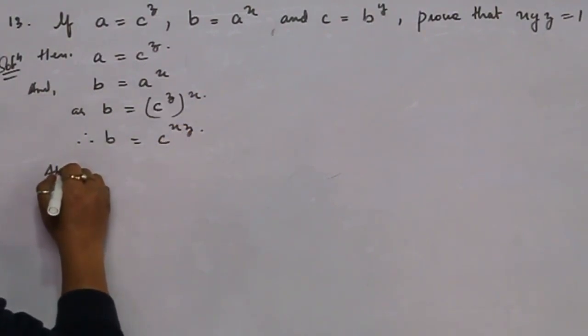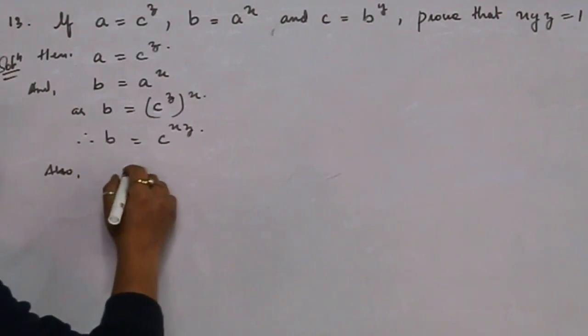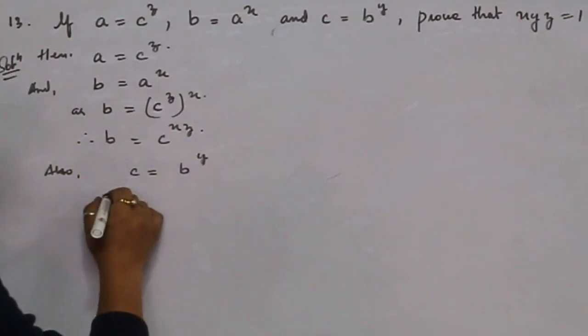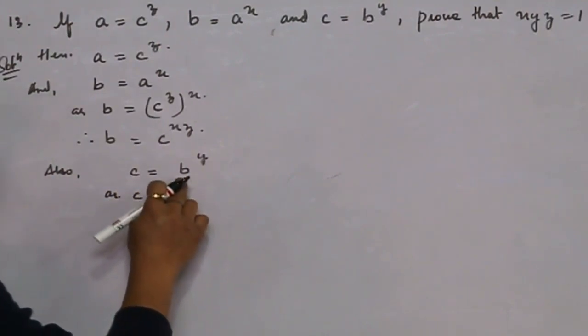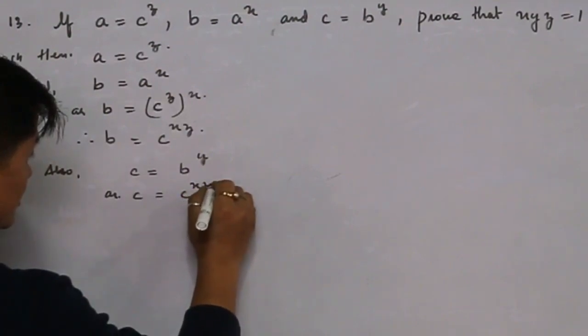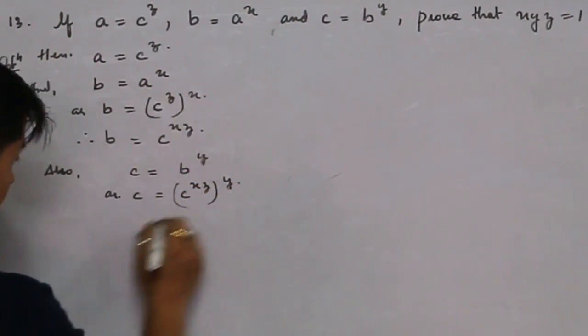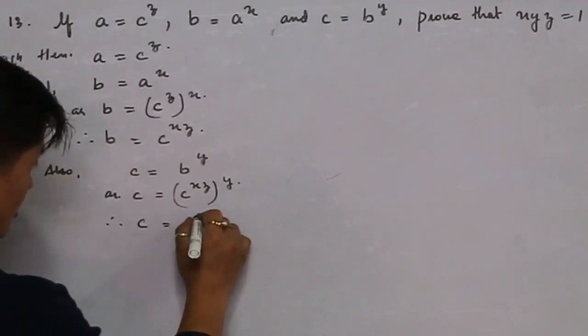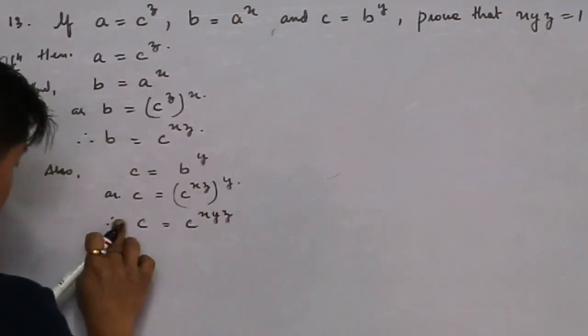Also, it is given that c is equal to b to the power y. By replacing the value of b, what will we get? c to the power xz whole to the power y. Therefore, c is equal to c to the power xyz.